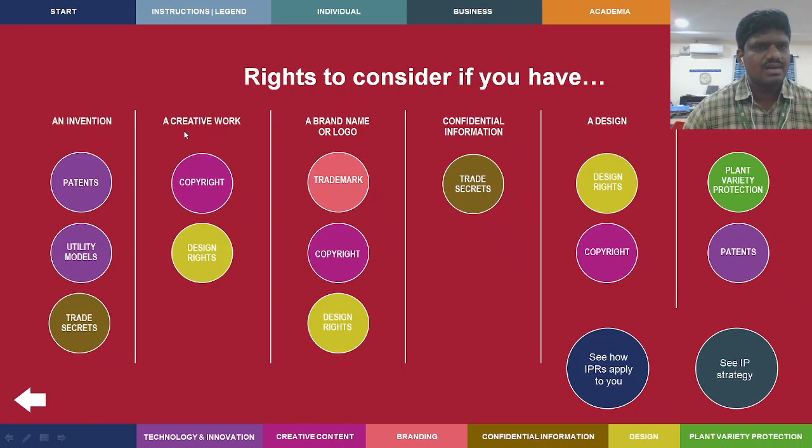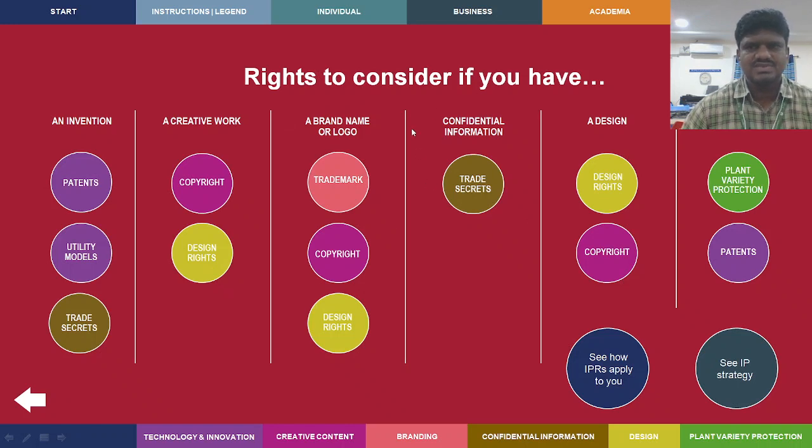Creative work we can also do the IPR. For that it is called copyright. Usually you will do it in publications. Research publications are copyrighted, right? Textbooks are also copyrighted. Then design rights: if any new design is there, building design, any machinery design or any product design, understand? We can go for creative work certification or IPR.